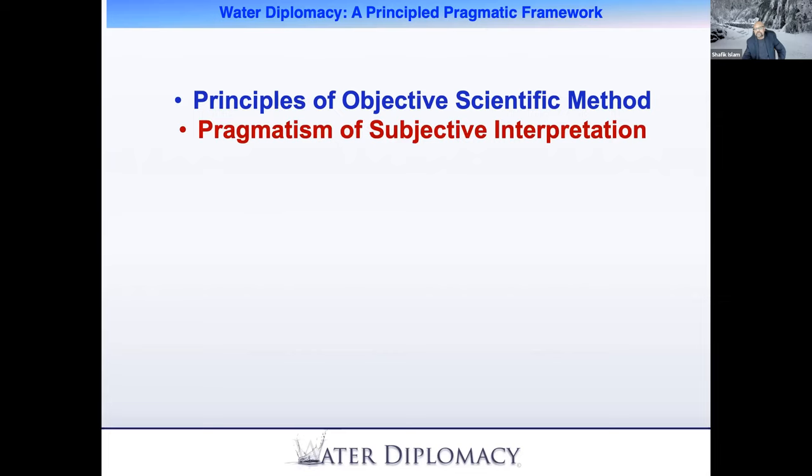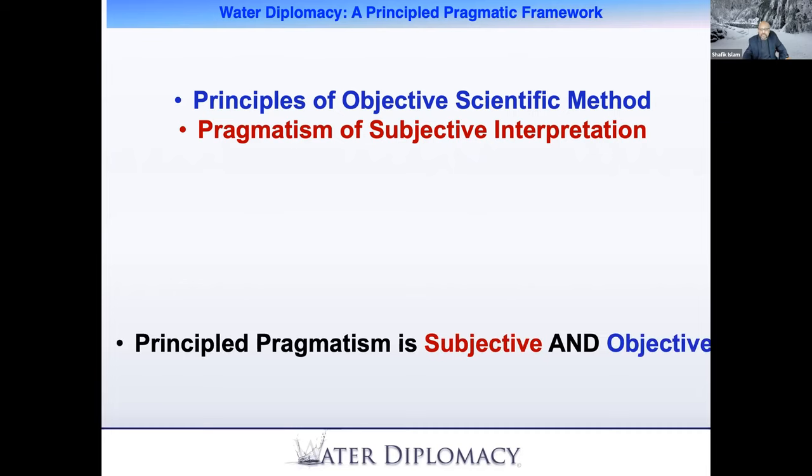Pragmatism comes in with this subjective interpretation. In the example that I was giving, how I feel about temperature is a subjective interpretation. That interpretation should not be confused with scientific methods. But I need both. I need scientific method, and I also need subjective interpretation. This is exactly where water diplomacy comes in: we not only need scientific methods, we also need subjective interpretation of the local values, local context. If I can combine these two, I get principle pragmatism, that it is subjective and objective. The same thing that we talked about in our water diplomacy.